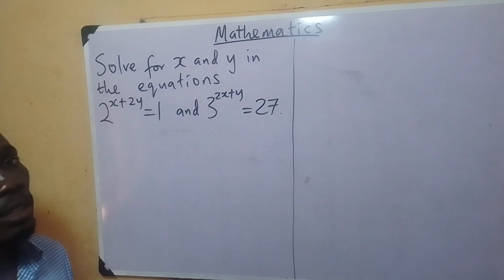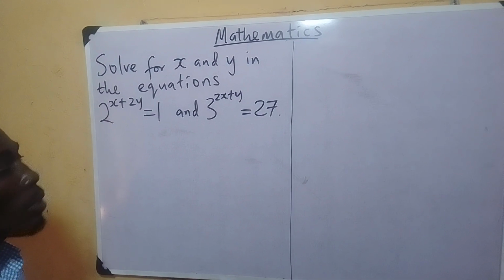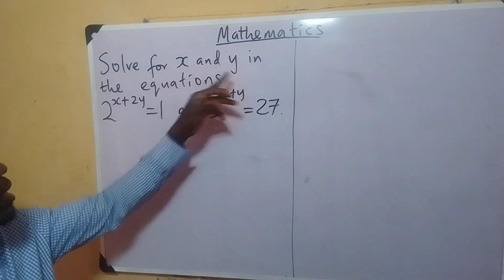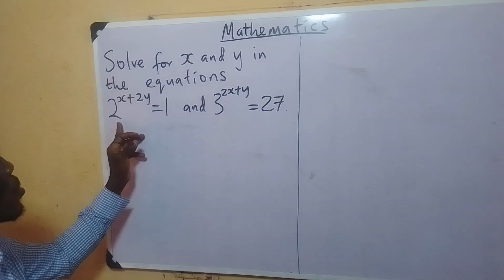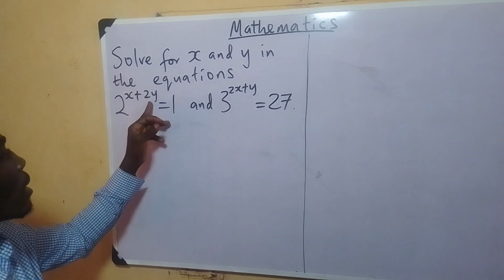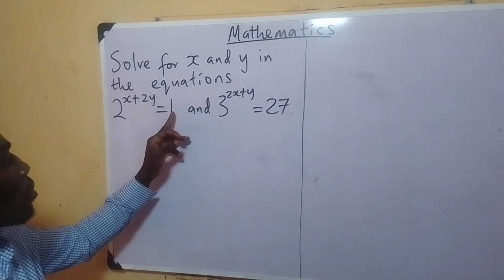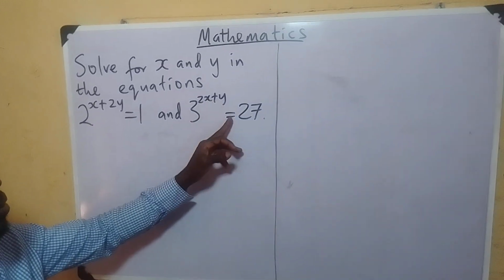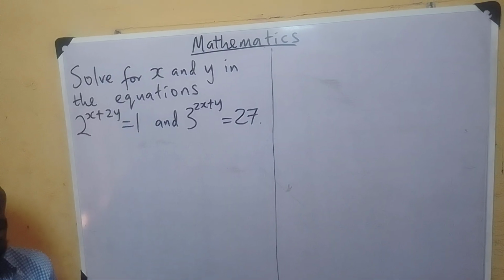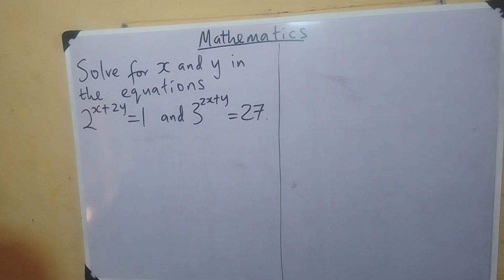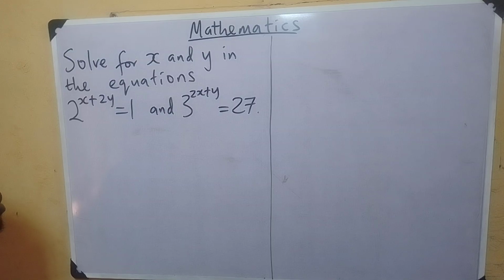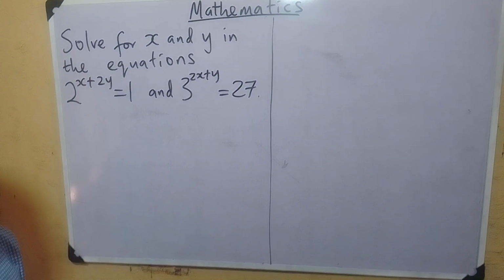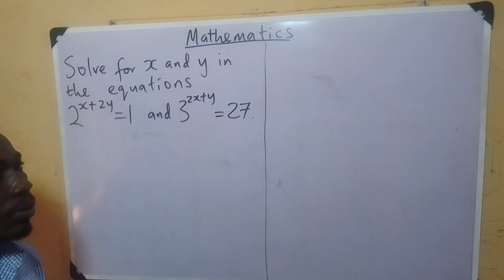Good day, viewers. I have a mathematical question that says: solve for x and y in the equations 2 raised to the power x plus 2y all equals 1, and 3 raised to the power 2x plus y all equals 27. These are exponential equations that we are to solve simultaneously. So what do you do here?